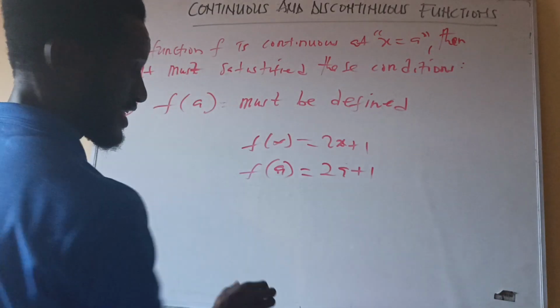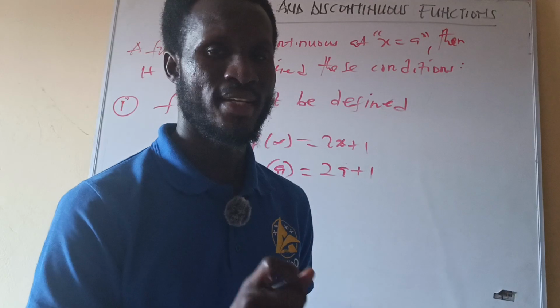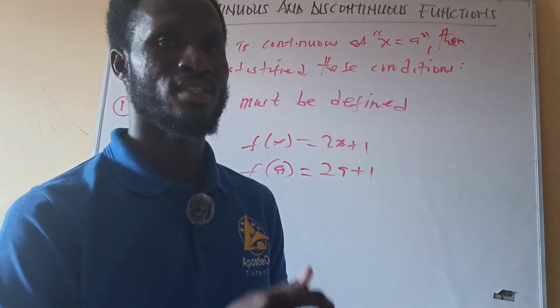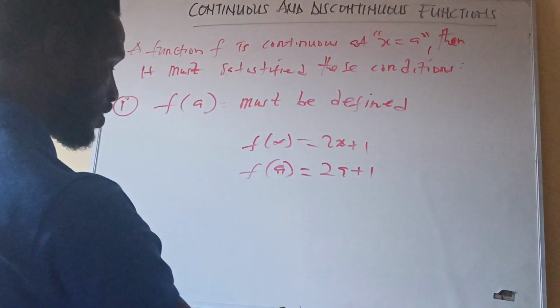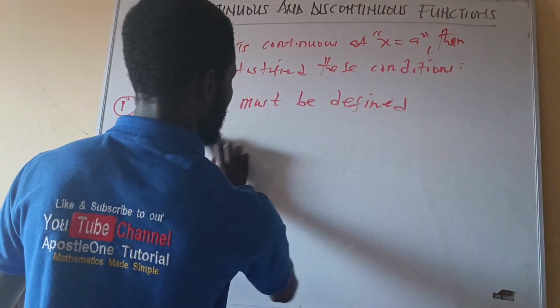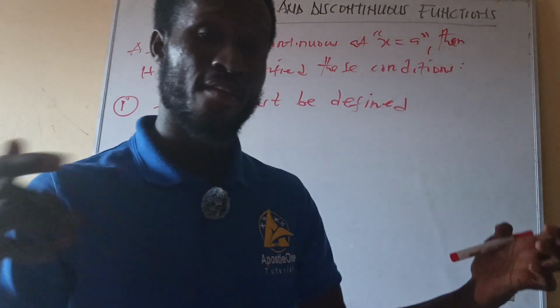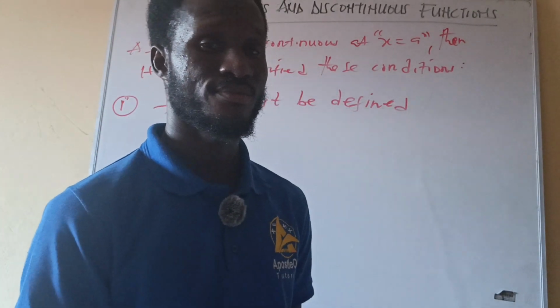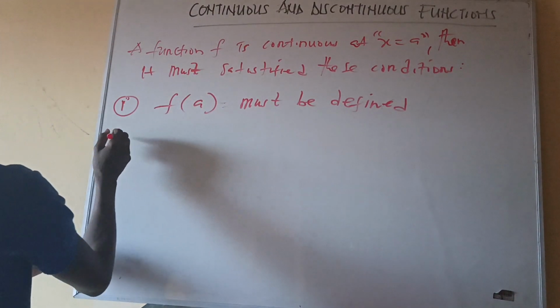That is one condition you're supposed to know. It means you're supposed to get the exact value of f of x. And don't forget that whenever we have polynomial functions, f of a is defined for all polynomial functions. And then f of a is also defined for all trigonometry functions.